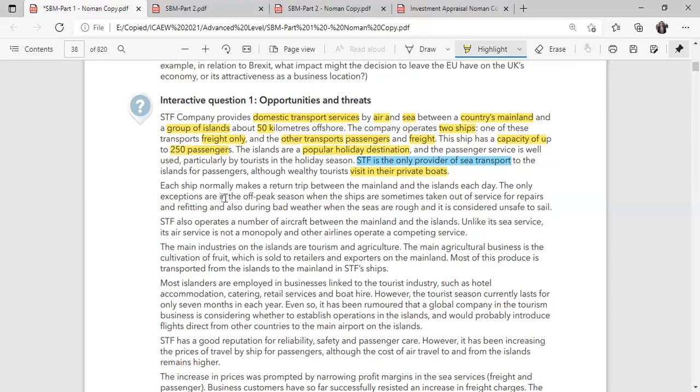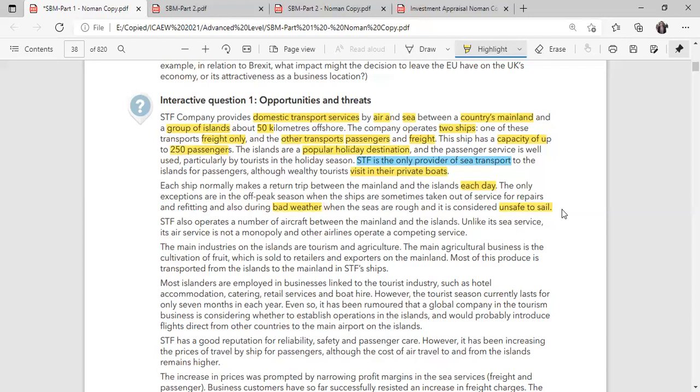Each ship normally makes a return trip between mainland and island each day. So on a regular basis, you go for that. The only exceptions are in off-peak season when the ships are sometimes taken out of service for repairs and refitting, and also during bad weather. So that could be the limitation when the seas are rough and it is considered unsafe to sail. Yes, it is advisable not to travel when weather conditions are not good. So definitely people might be forced to go through the air, but it will depend.